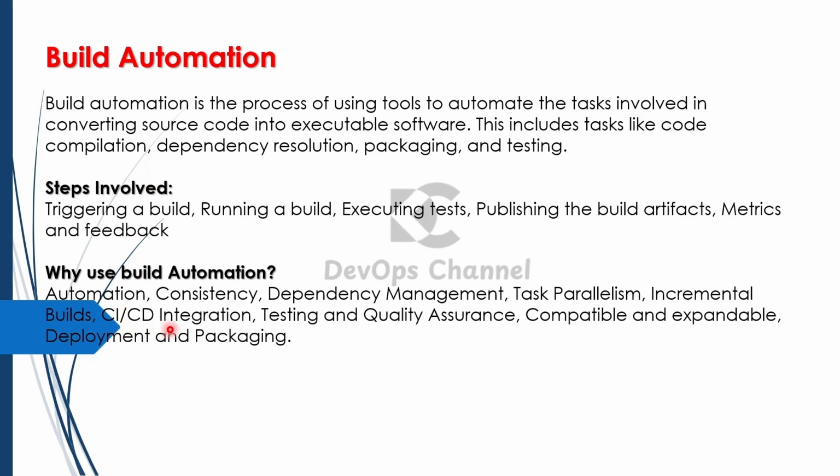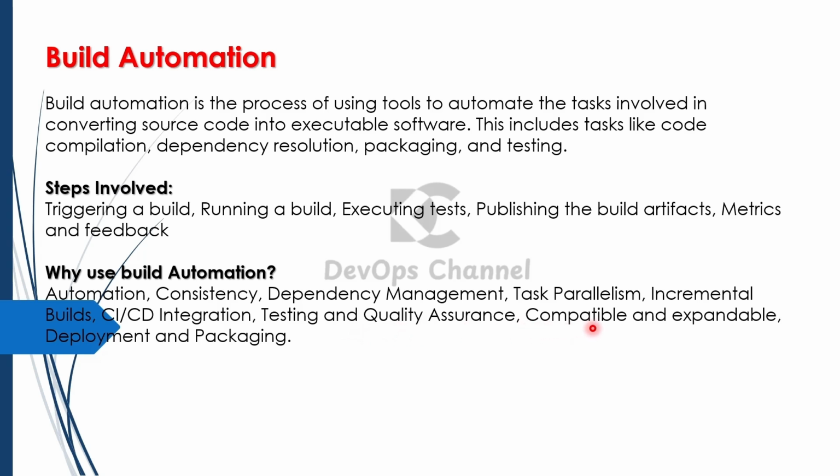Now, build automation is used with CI/CD integration. When the developer is writing their code, they need to publish or build it, and then they need to release it, right? Now the next reason to use build automation is testing and quality assurance. This does not come in every tool; some advanced tools have this option for quality assurance and testing.